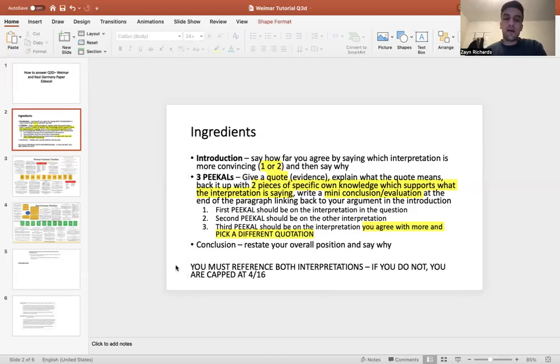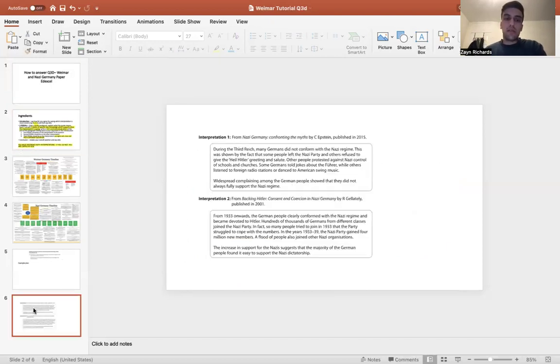The key thing for this, guys, please, please, please don't forget this. If you don't mention both interpretations, you are capped at 4 out of 16. 4 out of 16. So you lose a huge number of marks. Even if you write a great answer, you are capped. Okay. All right. So let's say then, so this is the interpretations that we're going to be looking at.